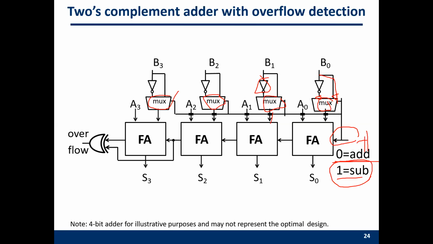So the subtraction is represented by the 1. And this 1 can go to the carry in of the least significant bit. And this one is also the control bit of the mux. If it is set to 1, then the mux will output the NOT value here. All the NOT values will go through this mux and get into the adders. The last step is the overflow. We need to evaluate whether the carry in and carry out for the most significant bit are the same or not. If they are different, then you may have the overflow.